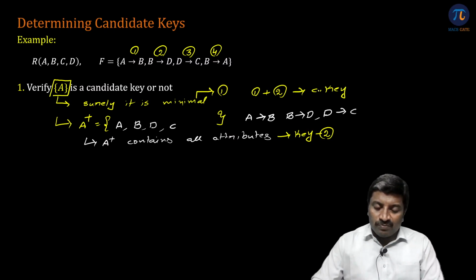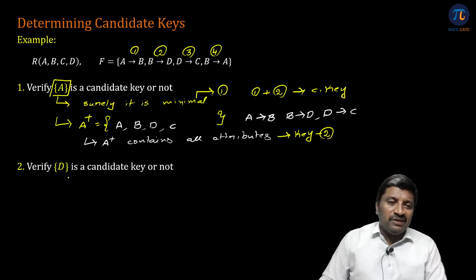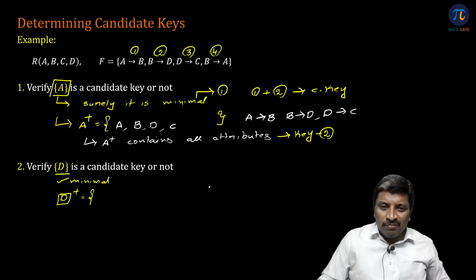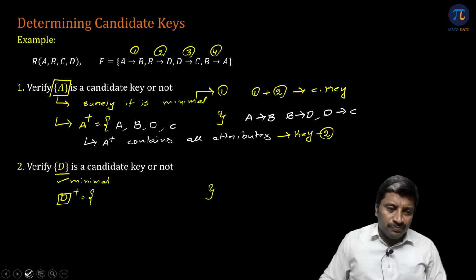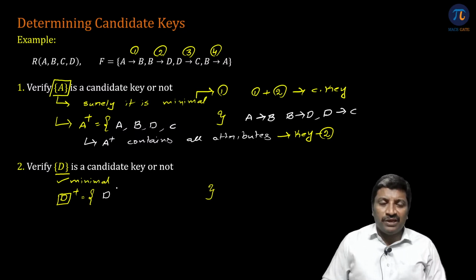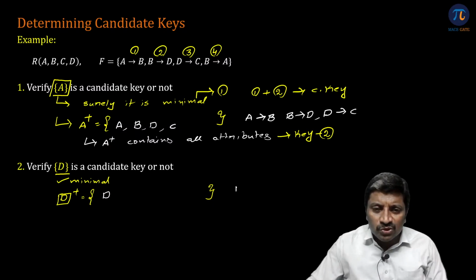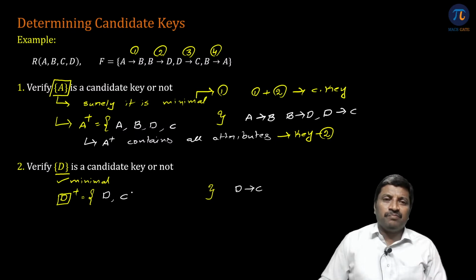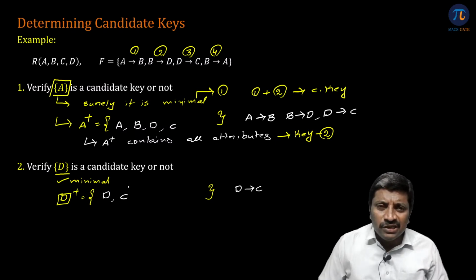Let us do one more example. Verify D is a candidate key. I have only one attribute, sir. Surely it will be minimal. What is the second part? D closure. What is D closure? Let us do it from the given dependencies. Sir, with the D, we can find obviously D. Then anything else? I think we can use the third functional dependency, D goes to C. With the D, I can find C. Yeah, fine. Then anything else, sir?